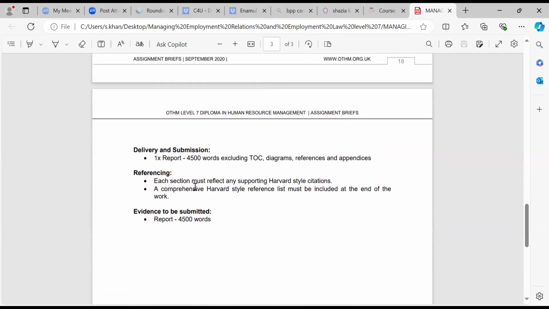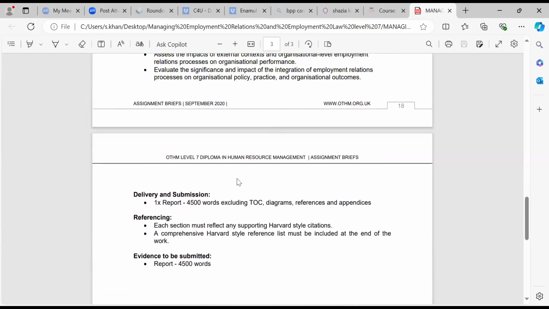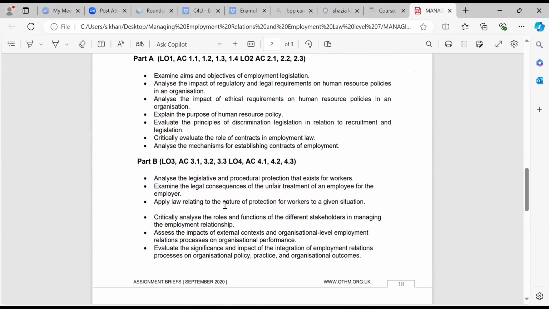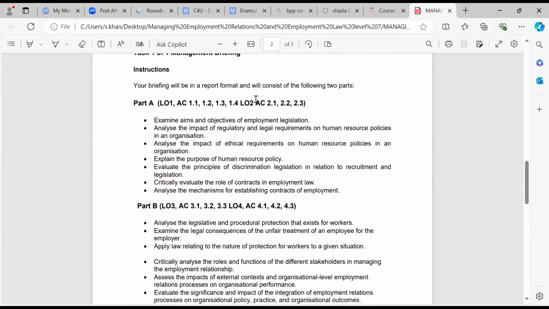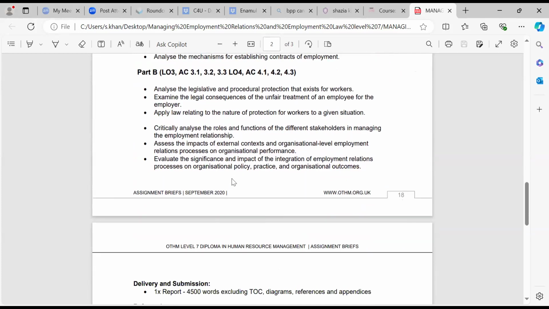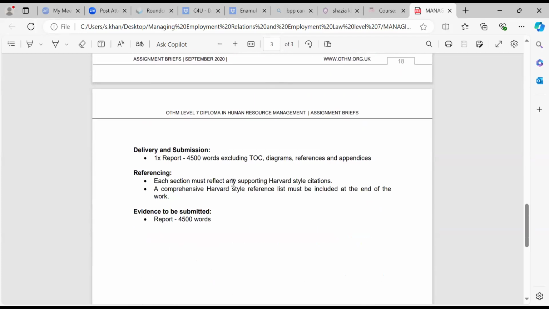And then guidance, there is your delivery submission, which are on the slides as well, which is again 4,500 words. Make sure you do for each one 2,250 words for part A, 2,250 words for part B, and make sure you are answering what the question is asking you rather than thinking what you need to answer. So read around it carefully before you answer the question.